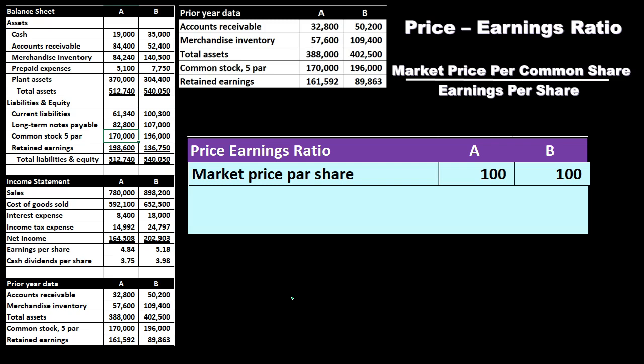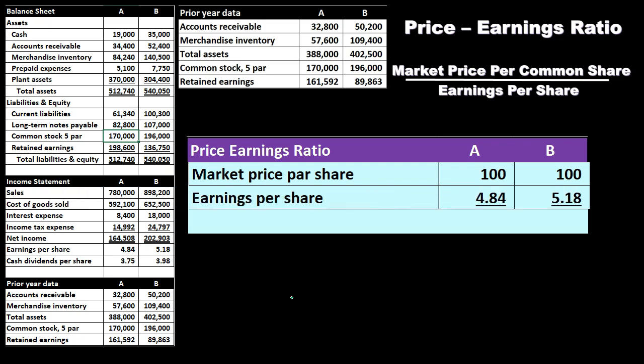That would be currently what is being sold on the market for one share of the common stock of the company. We're going to say it's the same for A and B, and then we're going to compare that to the earnings per share. Now, the earnings per share is given to us here.